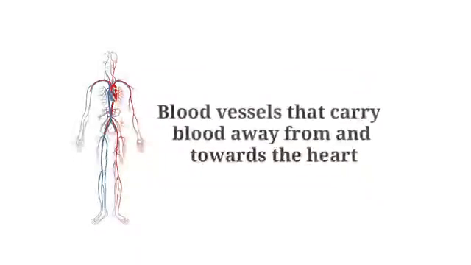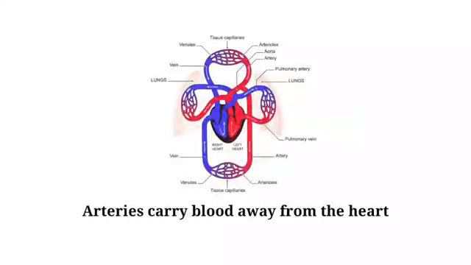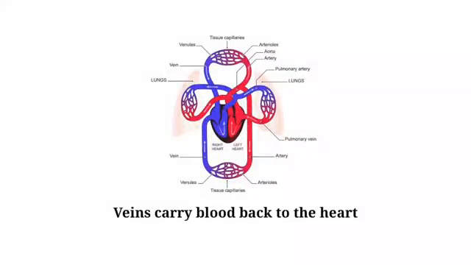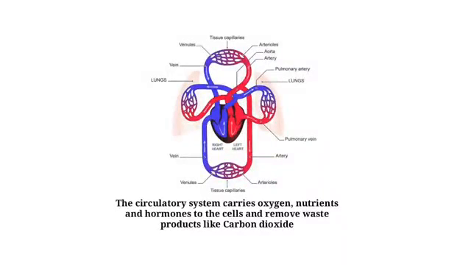Now, let us discuss the structure and functions. The circulatory system is made up of blood vessels that carry blood away from and towards the heart. Arteries carry blood away from the heart and veins carry blood back to the heart. The circulatory system carries oxygen, nutrients and hormones to cells and removes waste products like carbon dioxide.